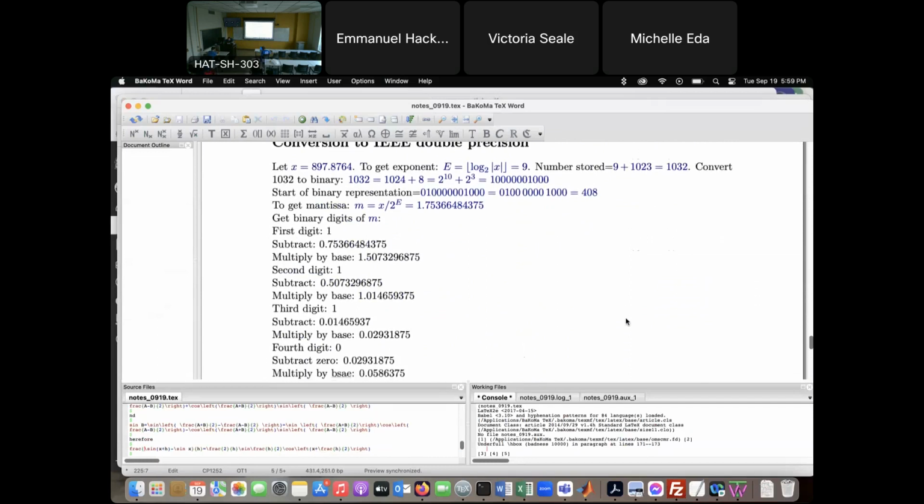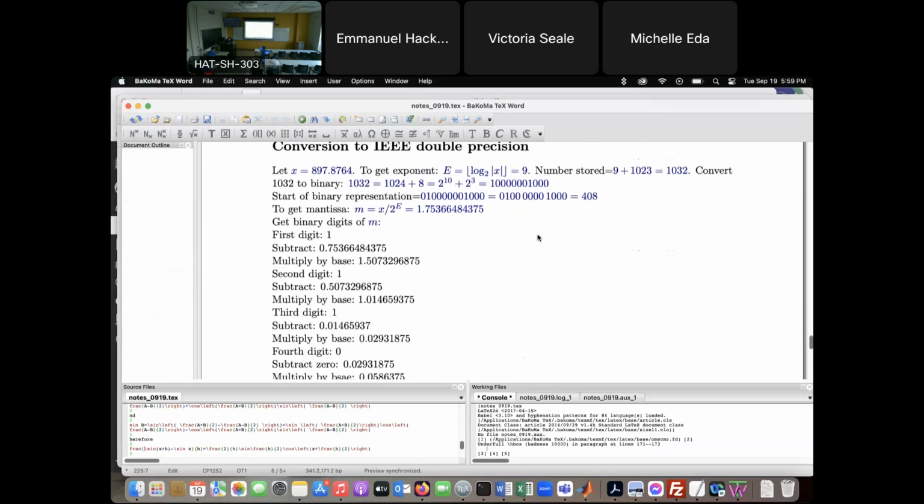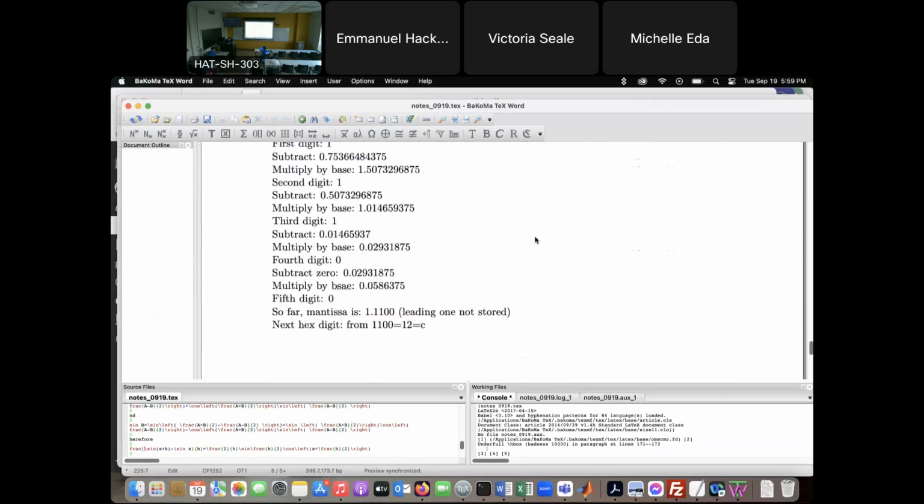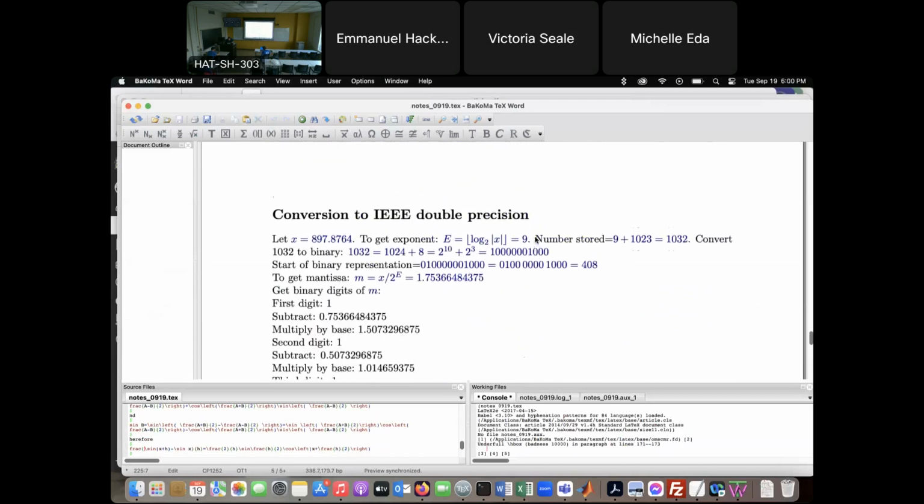Well, this is basically the example I did last time, similar to it: how to convert a given number to IEEE double precision. So here I have a sample x, and I want to get the parts of the floating point number, like the exponent and the mantissa, and in base 2, it's binary.